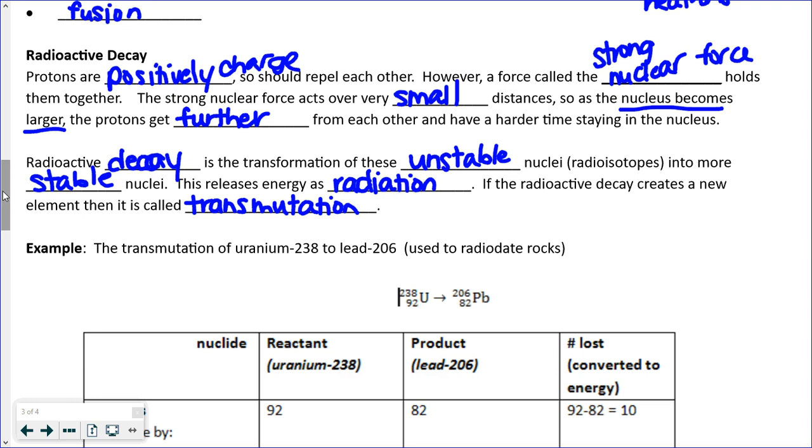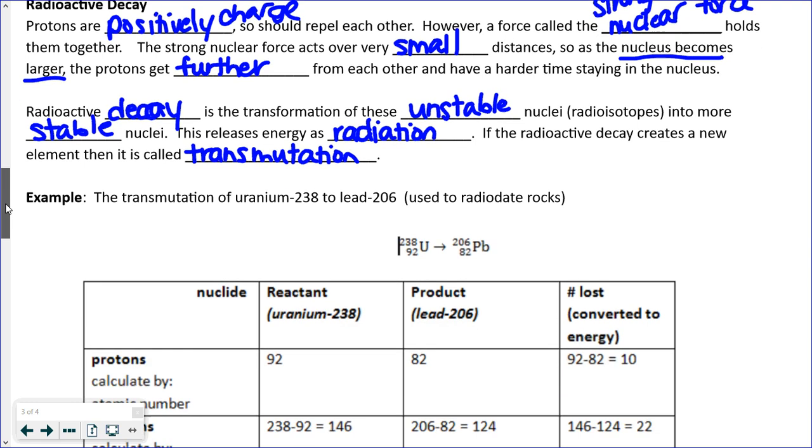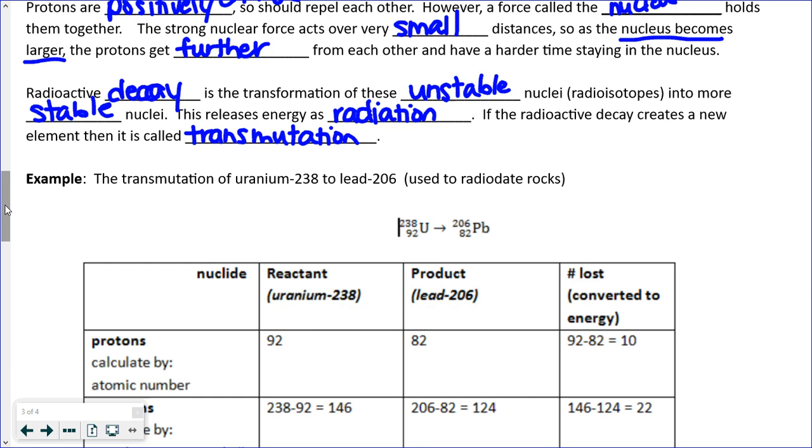So the example that we have there is the transmutation of uranium-238 to lead-206. And so this is used for giving a number to dating rocks, so saying how old a rock actually is. So used in geology in order to radio date rocks, figure out how old they actually are. So the transmutation of uranium-238 to lead-206.